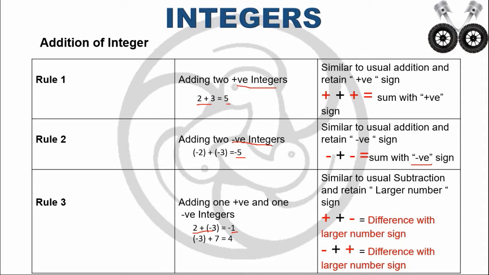So the next example is minus 3 plus 7. So here the two integers are different: one is a positive integer and another one is a negative integer. So that means we have to find the difference. Difference means we have to subtract. So 7 minus 3, the answer is 4. So which is the biggest number here? 7 is the biggest number. The sign for 7 is a positive sign. So the answer is 4.